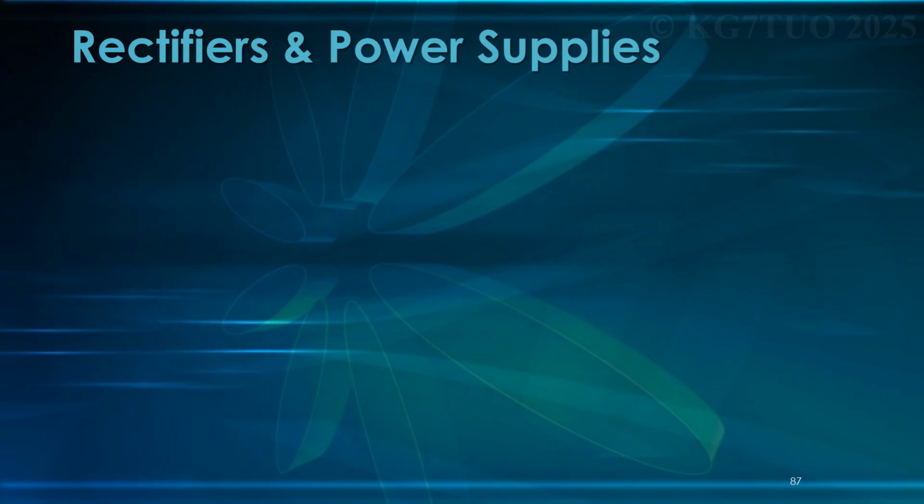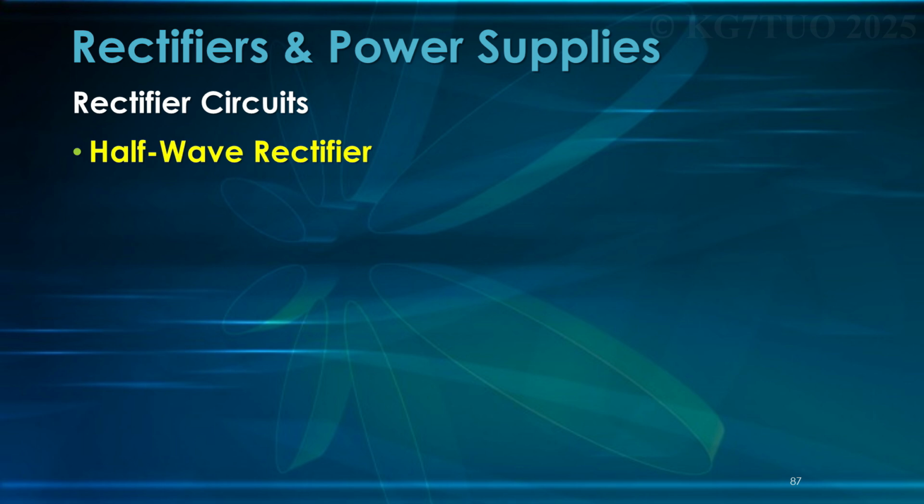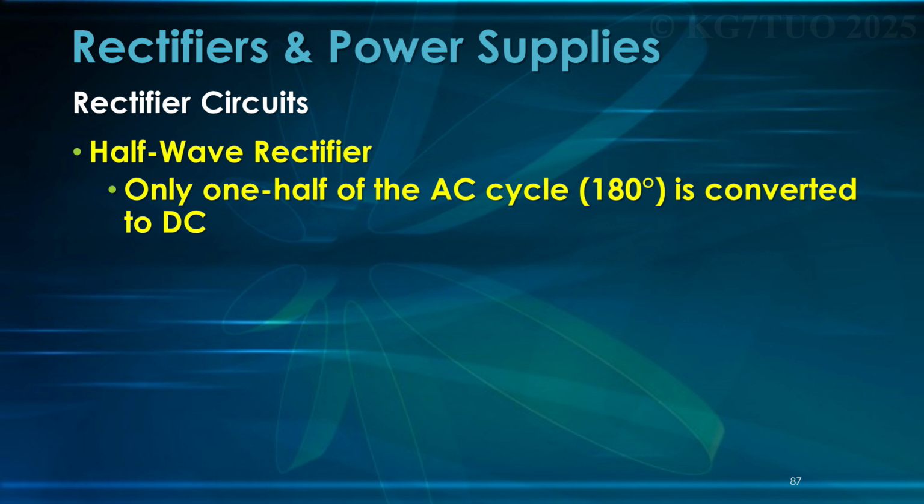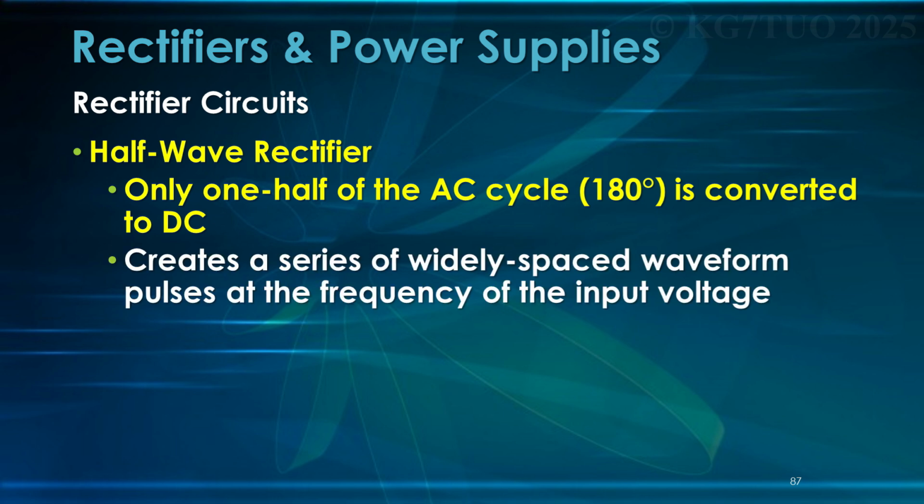Practical circuits, rectifiers and power supplies. Okay, we've got rectifier circuits as part of the power supply. We have a half-wave rectifier. Only one half of the AC cycle is converted to DC. That creates a series of widely spaced pulses at the frequency of the input voltage. So you get the full wave, and a half wave is half of it, or 180 degrees of the circle.